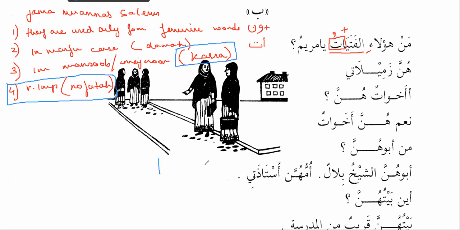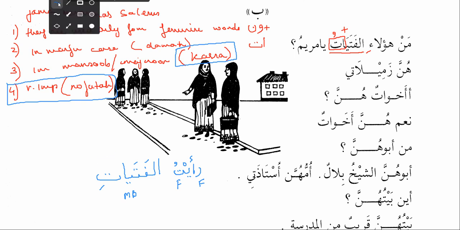For example, al fatayat. If I write ala al fatayat, you see this is in majroor case. Seeing the harf jar, you will put a kasra here. But if I make it into mansub, ra'aytu al-fatayati. Since this is the fail, the fail is the dhamir, and this is the maf'ul bihi. Would you put a fatha here? No, it's absolutely wrong in jama muannas. What we are going to do is put a kasra in mansub case also.